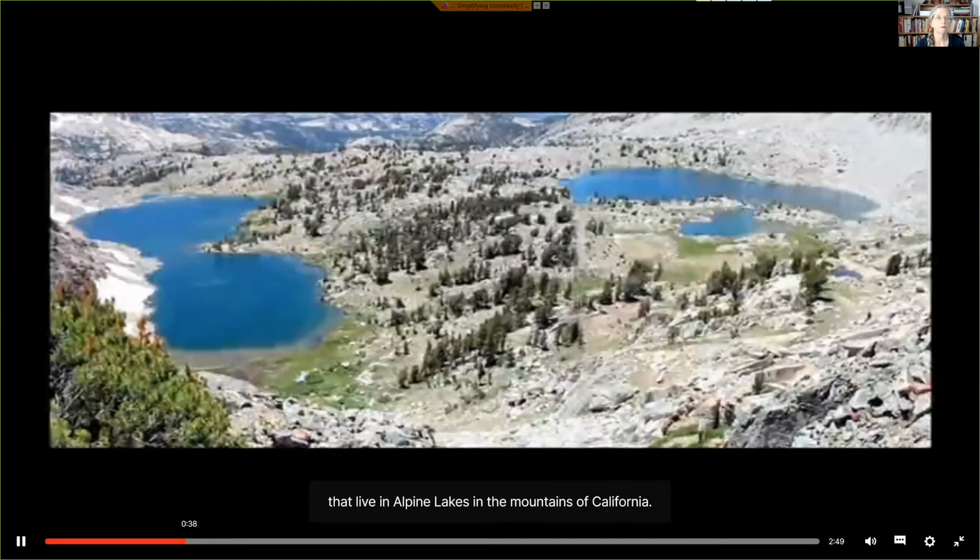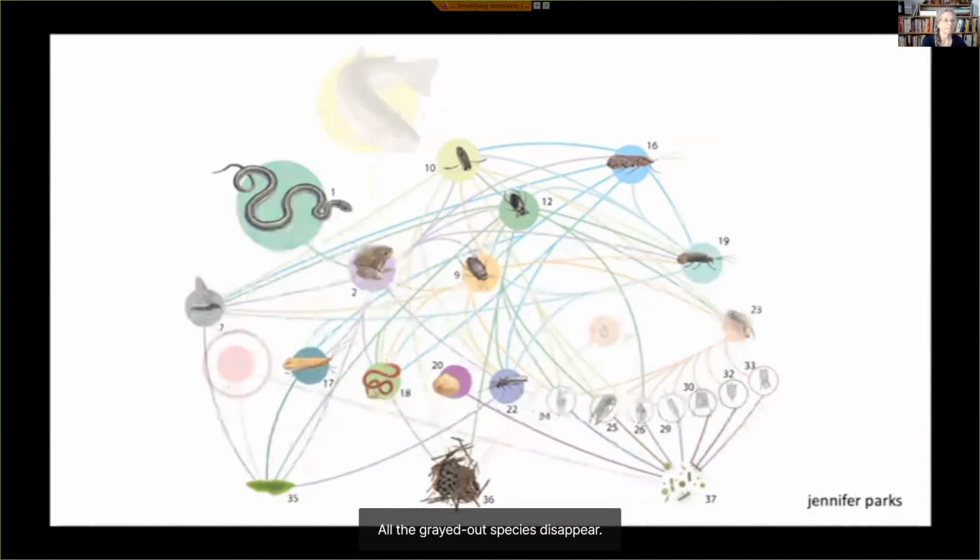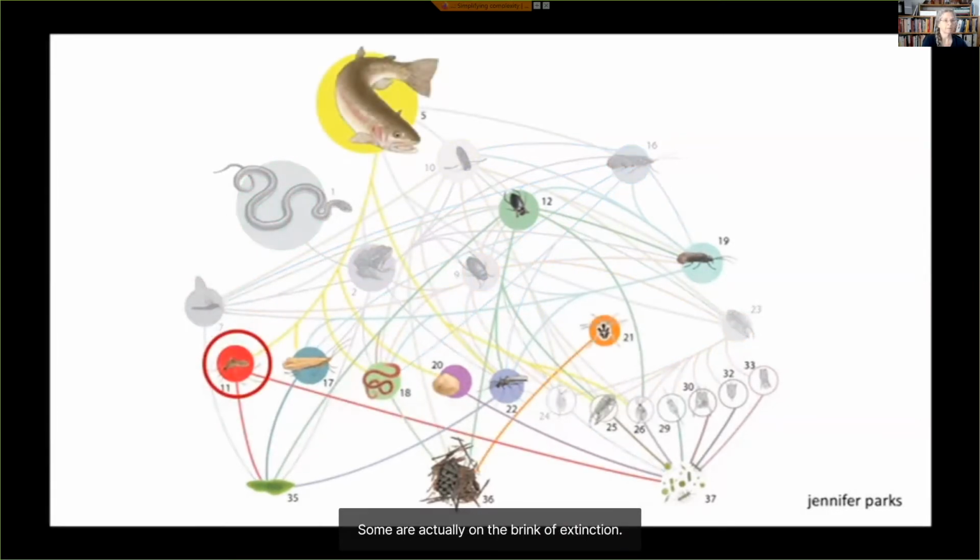And this is what happens to that food web when it's stocked with non-native fish that never lived there before. All the grayed out species disappear. Some are actually on the brink of extinction. And lakes with fish have more mosquitoes, even though they eat them. These effects are all unanticipated, and yet we're discovering they're predictable.